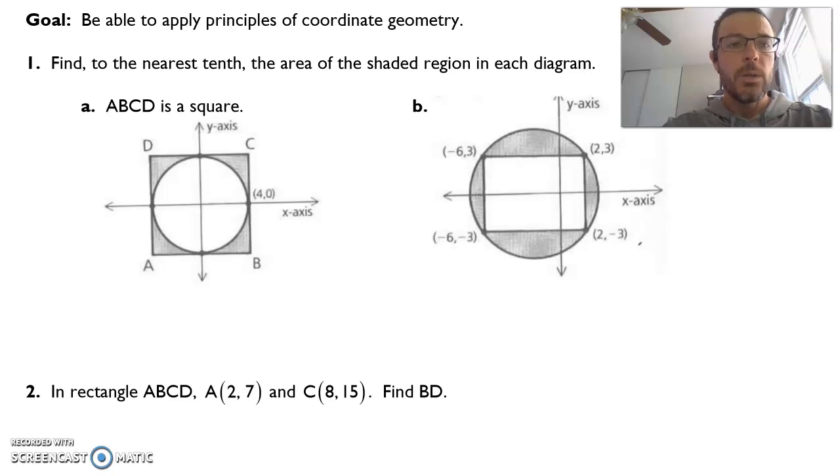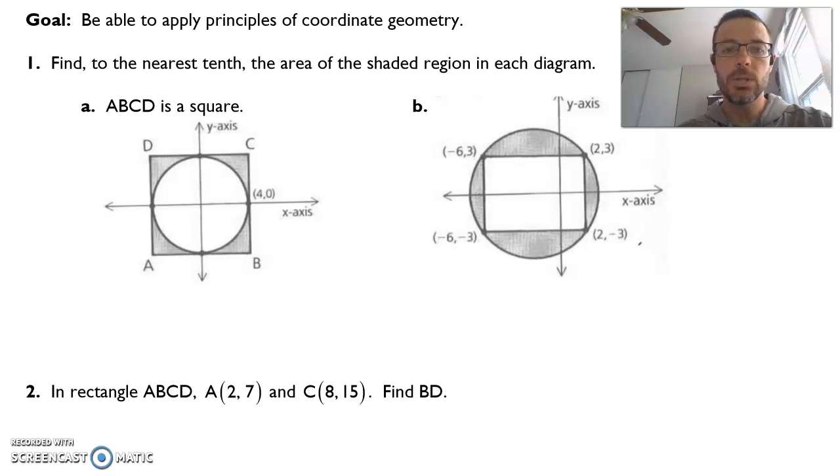Hey, Geometry! We are continuing into Chapter 13, into 13.7, where we're doing some more coordinate geometry practice. So we're going to do some with area today, and just kind of review a lot of the content that we've already talked about. So what I'd like you to do is go ahead and see what you can come up with for the area of the shaded region in the two items here in number 1.